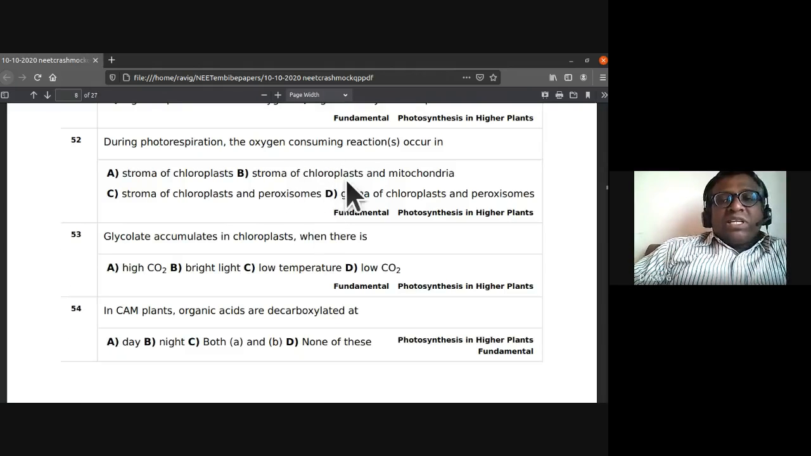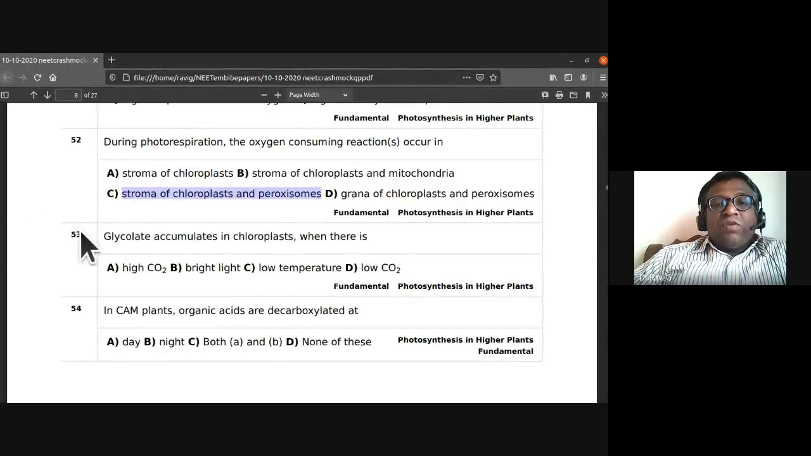During photorespiration, the oxygen consuming reactions occur in which location: stroma of chloroplast and mitochondria, stroma of chloroplast and peroxisomes, or grana of chloroplast and peroxisomes? Where are they taking place? See, the oxygen consuming reaction is taking place in the stroma of chloroplast and peroxisomes. So this photorespiration, especially the oxygen consuming reaction, occurs in peroxisomes.